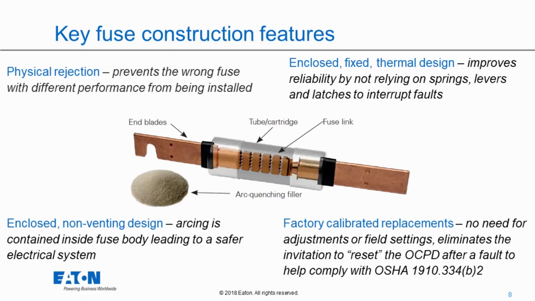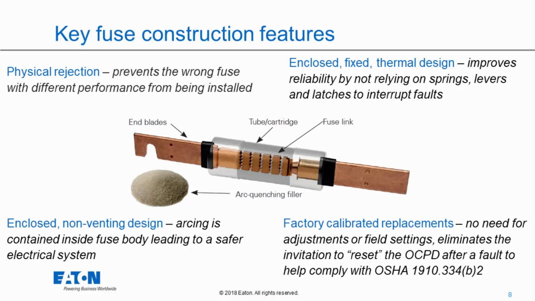We check the circuit, we go check the fuse, we check for continuity. And you always want to check for continuity across the blades themselves after the power is shut off, pull the fuse out and make sure you check for it, and then see if the fuse is blown. It is also a factory calibrated device, so there's no need for adjustments or field settings.